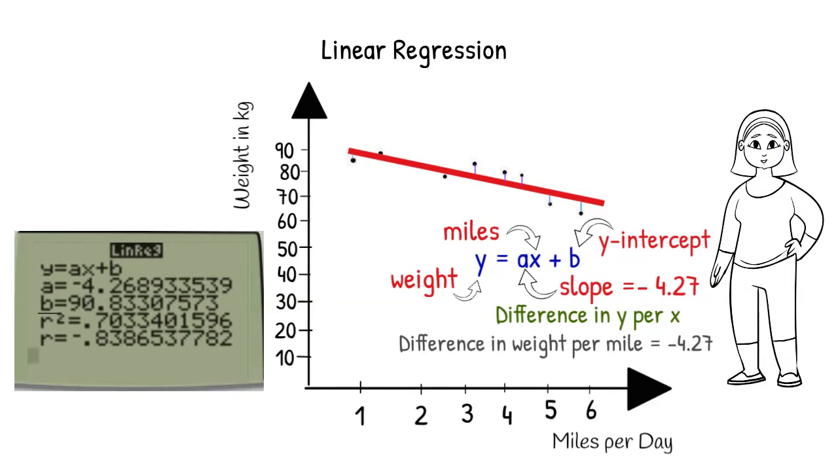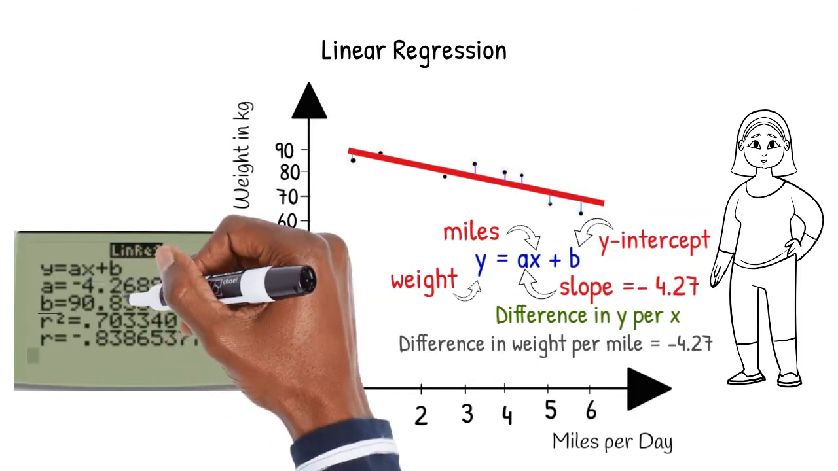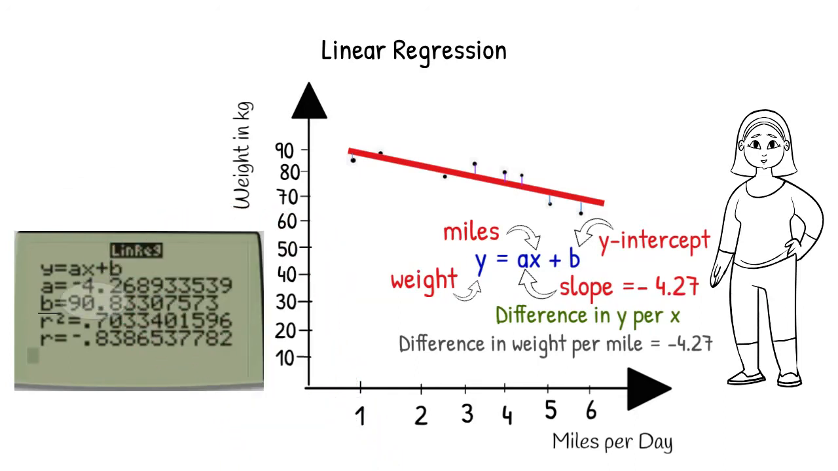B is the y-intercept. The y-intercept is y, or in this case weight, when x, or in this case miles walked per day, is 0. According to our model, a woman who walks no miles weighs 90.8 kilograms. However, since all of the women in our study walk between 1 and 6 miles, it is not reliable to make a prediction outside of this range.